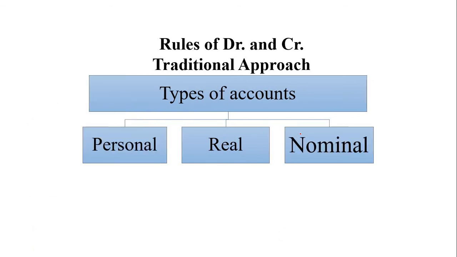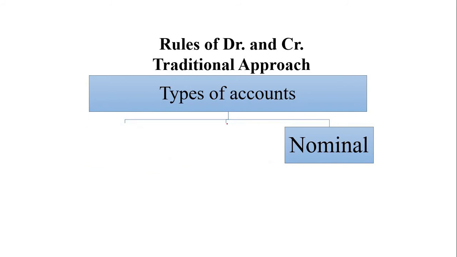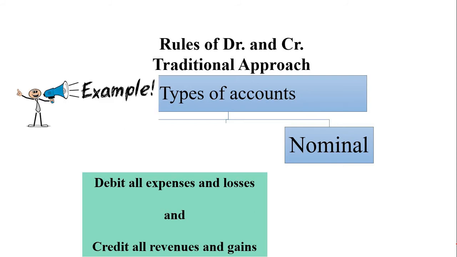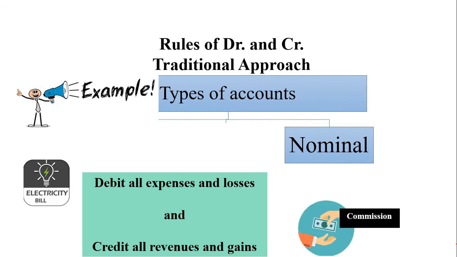Now let us see rule of debit and credit for nominal account. So for nominal account, the rule is debit all expenses and losses and credit all revenues and gains. So if you talk of electricity bill, since it is an expense, it will be debited. But if you talk of commission received, since it is a revenue, it will be credited.